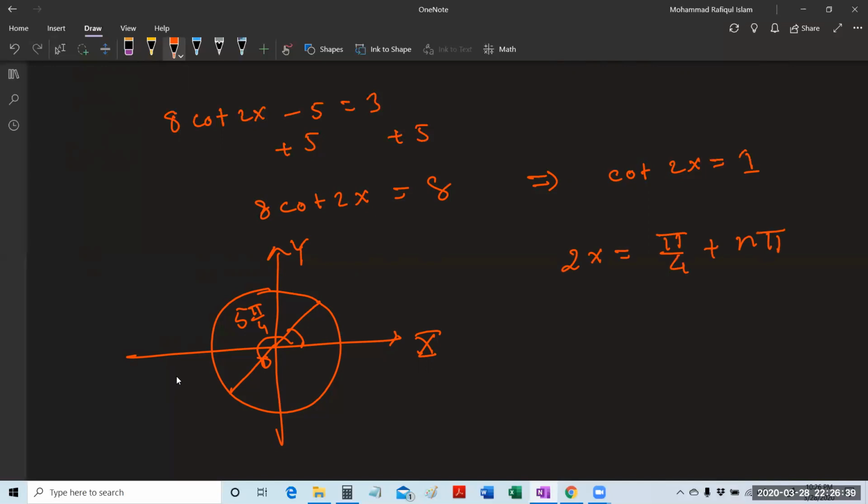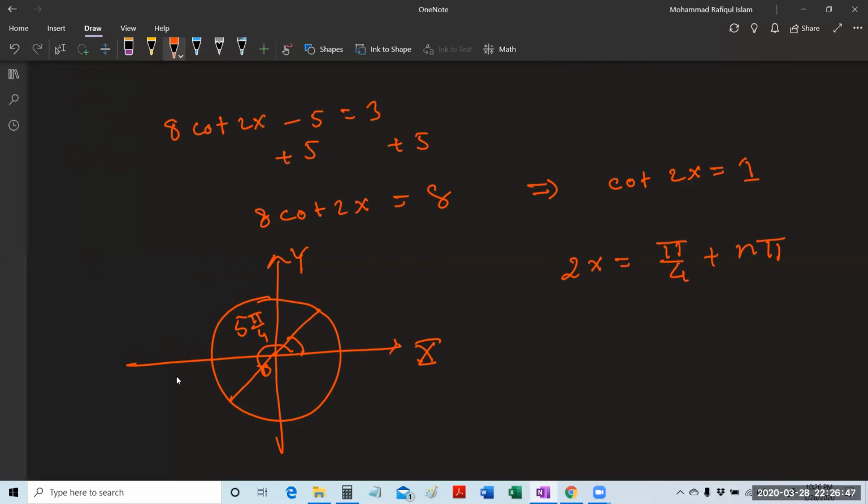Note here, in our previous problems, we added 2 n pi for the general solution. Why are we adding n pi here? The reason is if you move in the counterclockwise direction pi over 4 angular distance, you will get here, and the coordinate here will be 1 over root 2 comma 1 over root 2, and if you take the ratio of these two numbers, you'll get the value of cot function. Cot equals cosine over sine, and you will get positive 1.